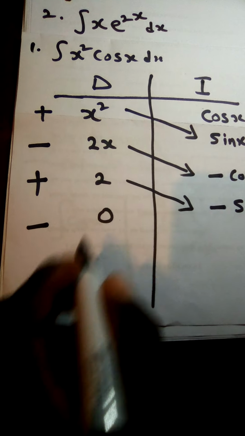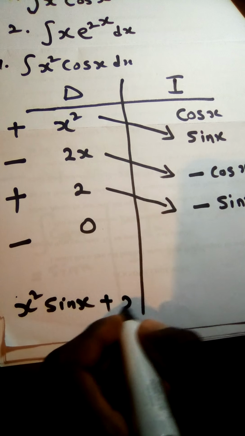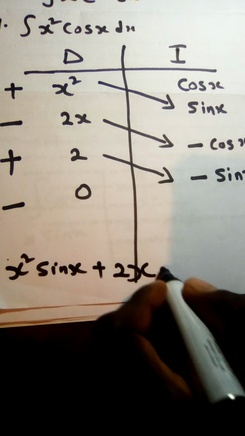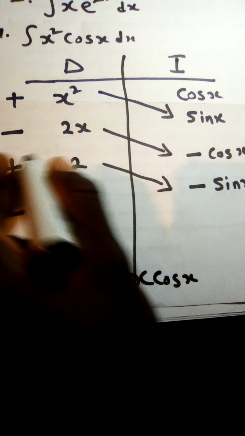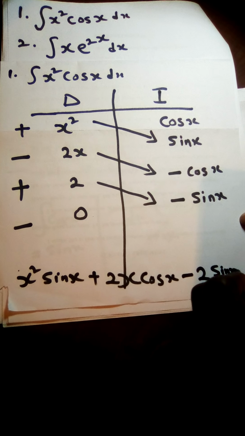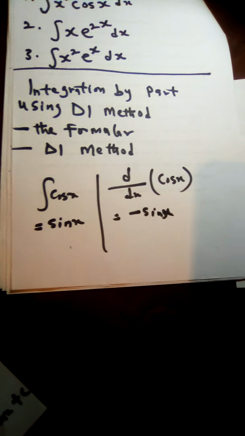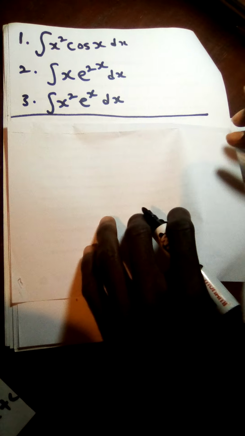Take this D and I, which is x squared sin x. Now this and this. Now minus times minus is plus 2x cos x. Plus times minus is minus. We have 2 sin x plus c. That's the constant. That will be the answer for number 1 question. Now without wasting time, we move on to question 2. Question 1 has been solved by using the DI method.